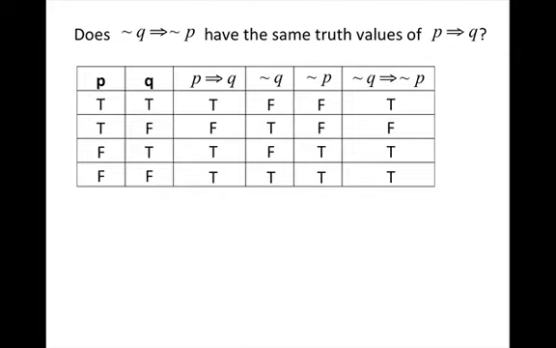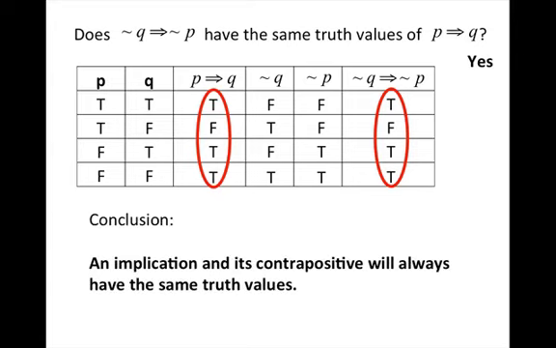So now back to our question, does the contrapositive have the same truth values as the original implication? When I compare these two columns, I see they are the same in every single case. So yes. So our conclusion: an implication and its contrapositive will always have the same truth values.